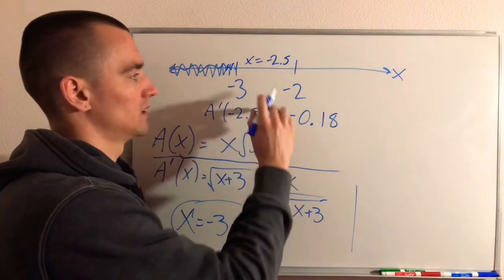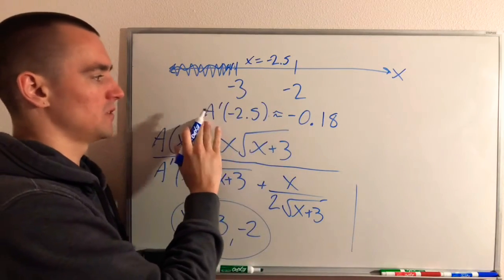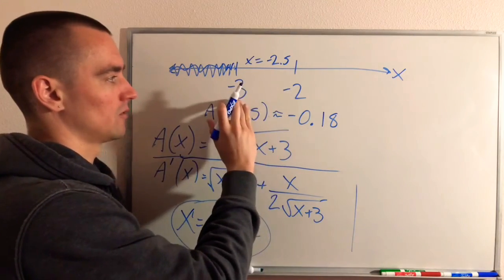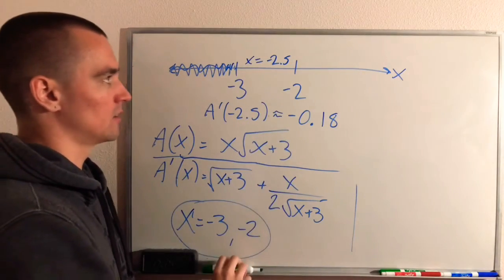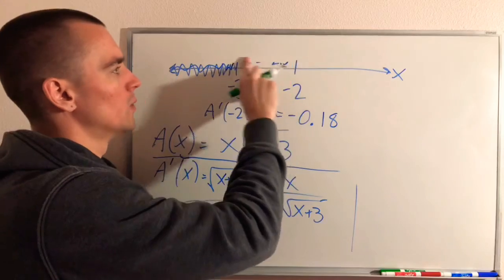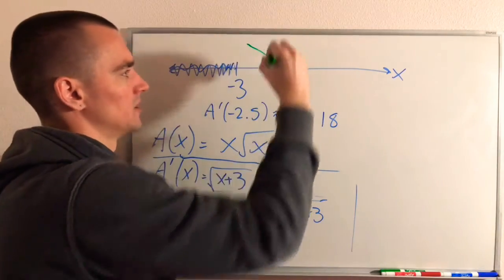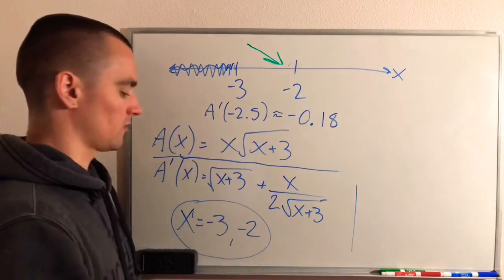It doesn't really matter what the exact value of this is, it just matters if it's positive or negative. So we have a negative, our derivative is negative between -2 and -3. So what that means is our function f is decreasing on that interval. So we know f is decreasing between -2 and -3.